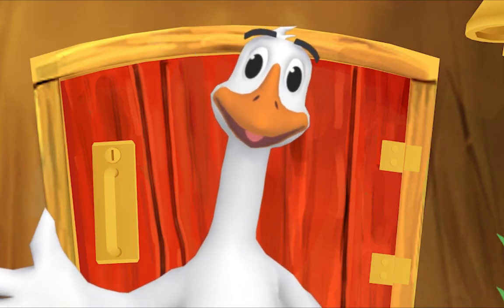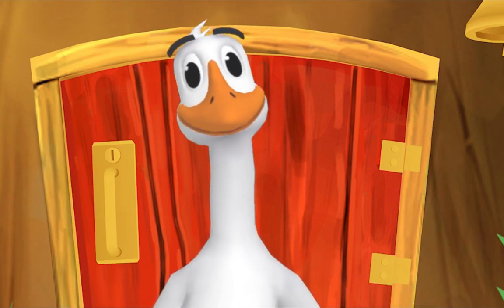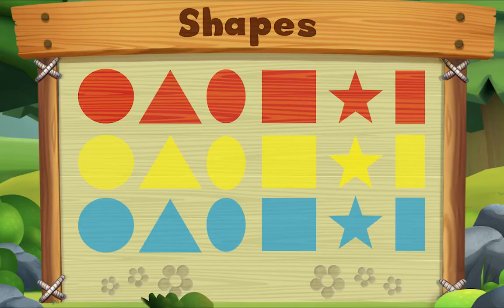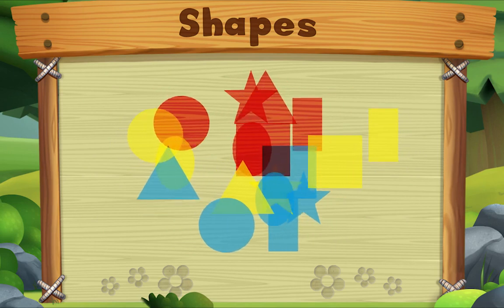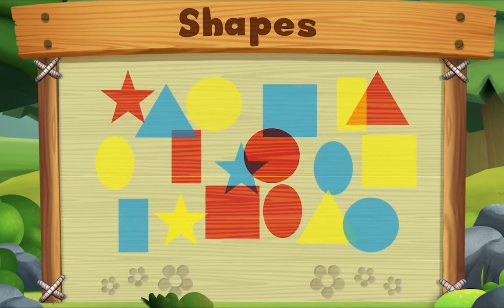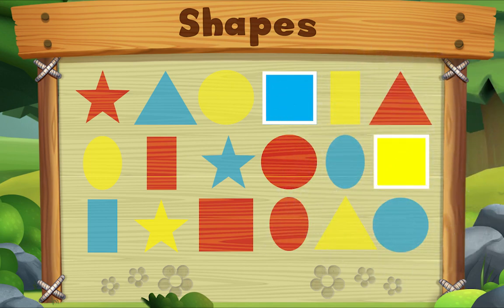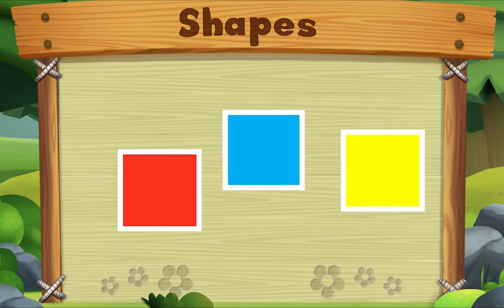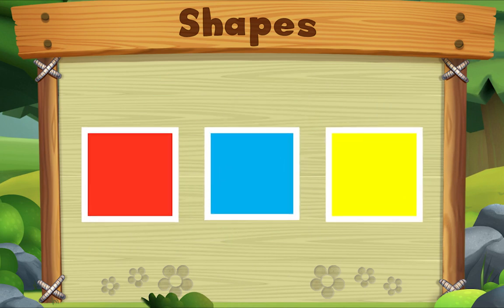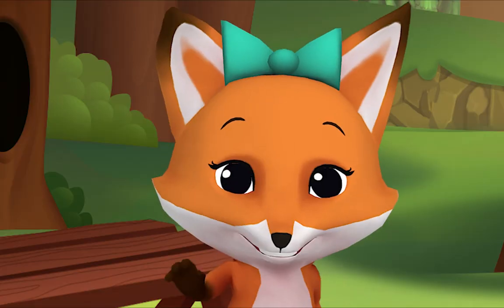Here's something we already did. Let's do it again! Let's look for squares. Do you see one? Let's look for another one. Let's look for one more. Do you see it? There it is! We did it! Yay! See you!